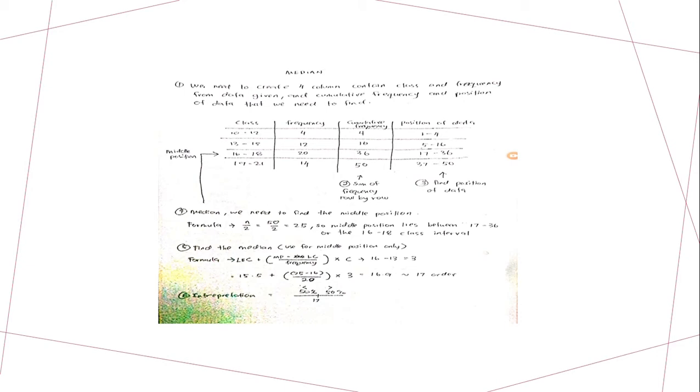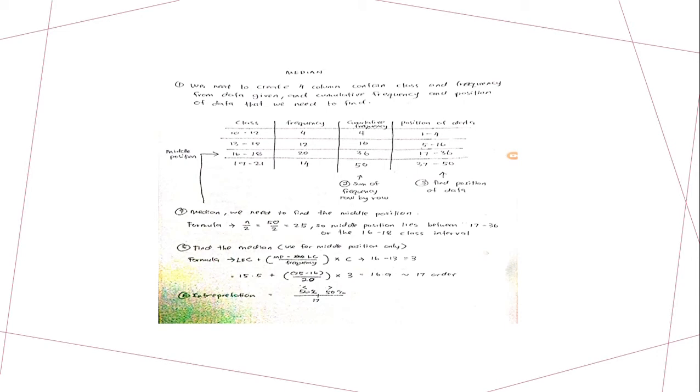Okay, so first we find the cumulative frequency. To find cumulative frequency, we need to sum the frequency, which is at column number 2, row by row. So that means 4 plus 12, so we get 16, and 16 plus 20, so we get 36, and so on. So for number 3, we need to find position of data, which is column number 4. 1 till 4, 5 till 16, 17 till 36, and so on, until we get 37 to 50.